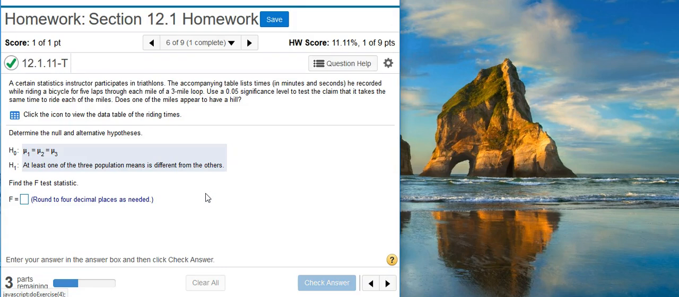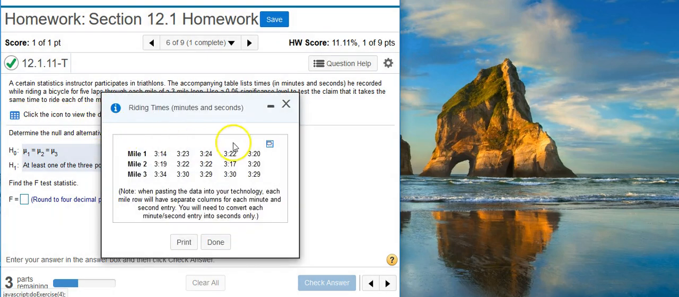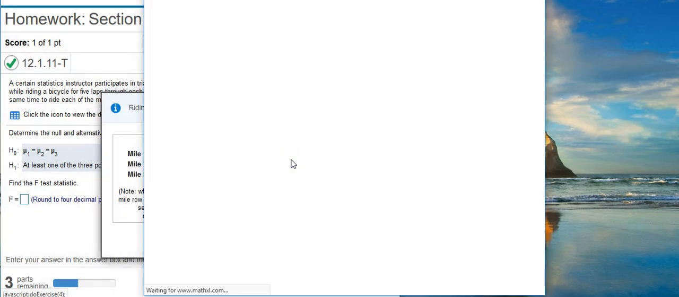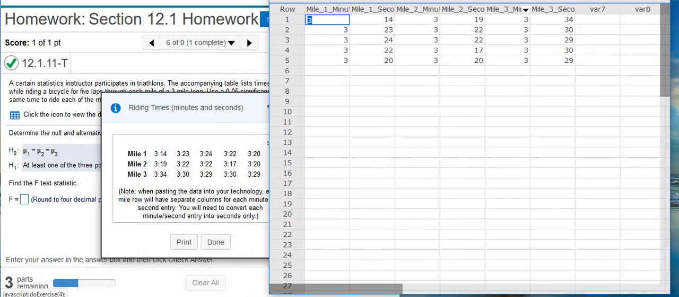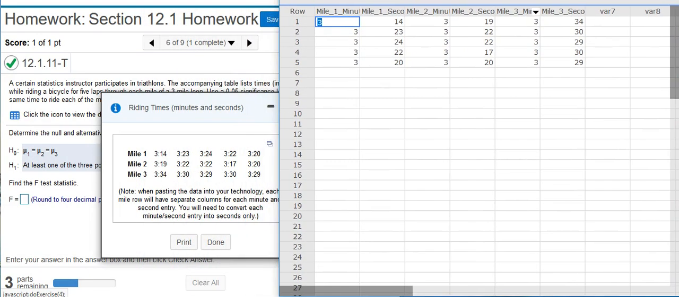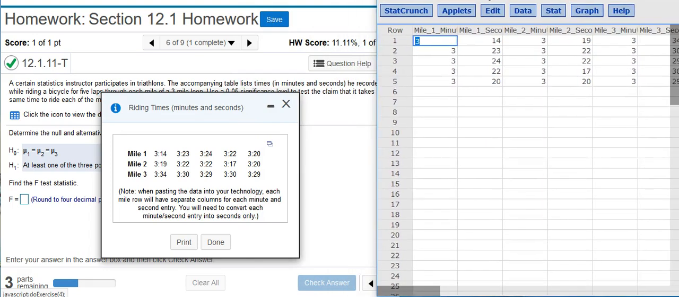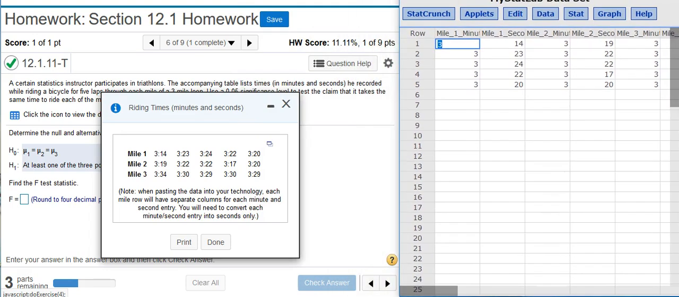Now the next part of this problem asks us to find the F-test statistic. We can do this by taking the data and dumping it into StatCrunch. So here's my data. I have it here in StatCrunch. I'm going to resize this window so we can see a little bit better what's going on. Notice here how they took the times for the different laps and they basically broke it out, dividing minutes from seconds into different columns. This is very useful for us.